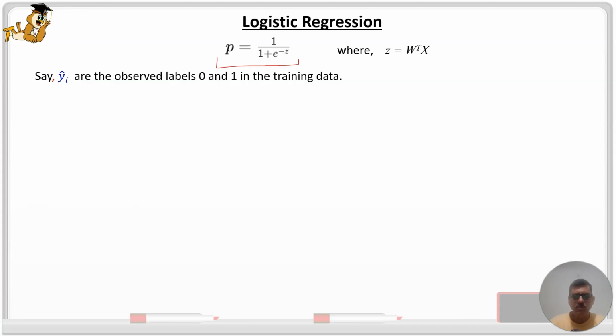P equal to 1 upon 1 plus e to minus z, where z is w transpose x. Remember? Let us introduce some notation here. Let us say y hat of i are the observed labels and they can be 0 or 1 on the training data. So y hat equal to 1 means that the point belongs to the yellow class. Y hat equal to 0 means the point belongs to the blue class. 0 and 1 are the labels which are associated with the training data. That is our notation.